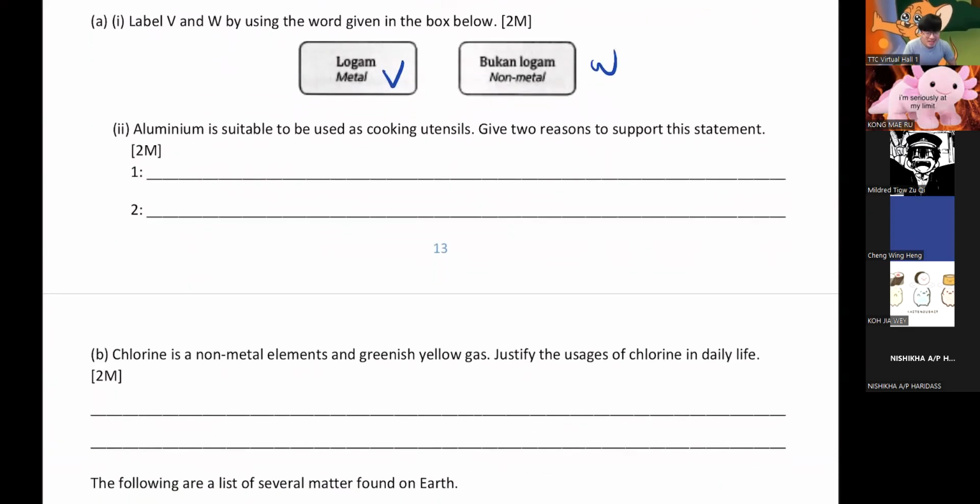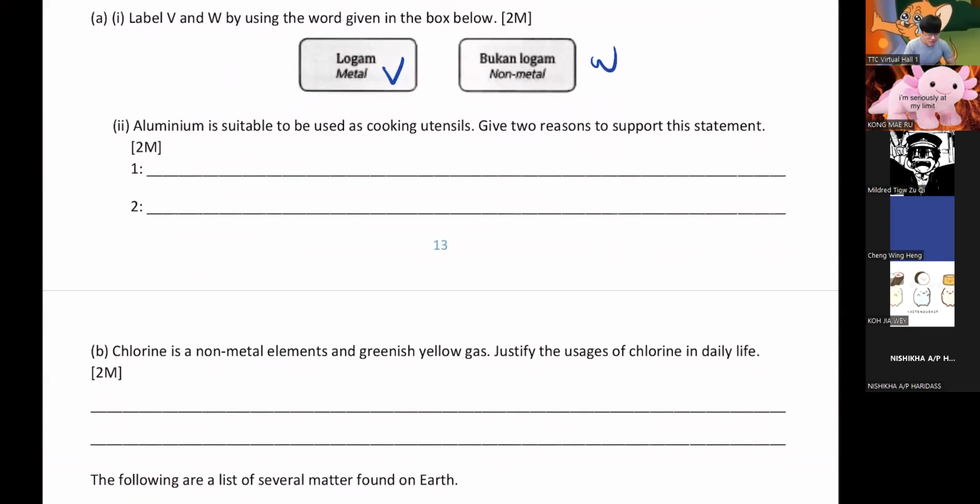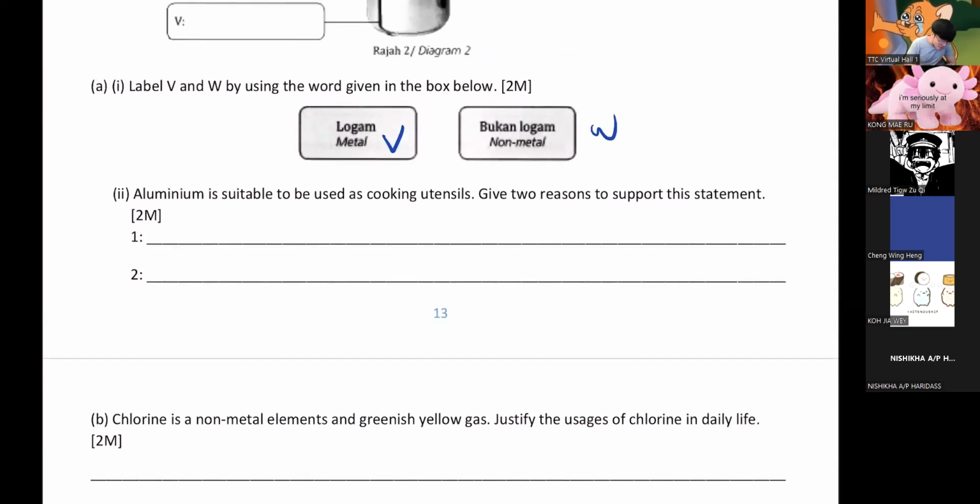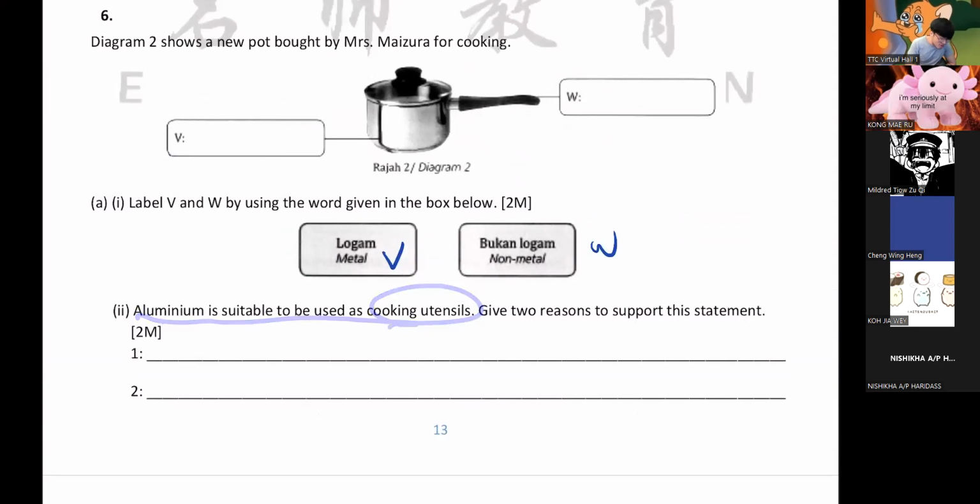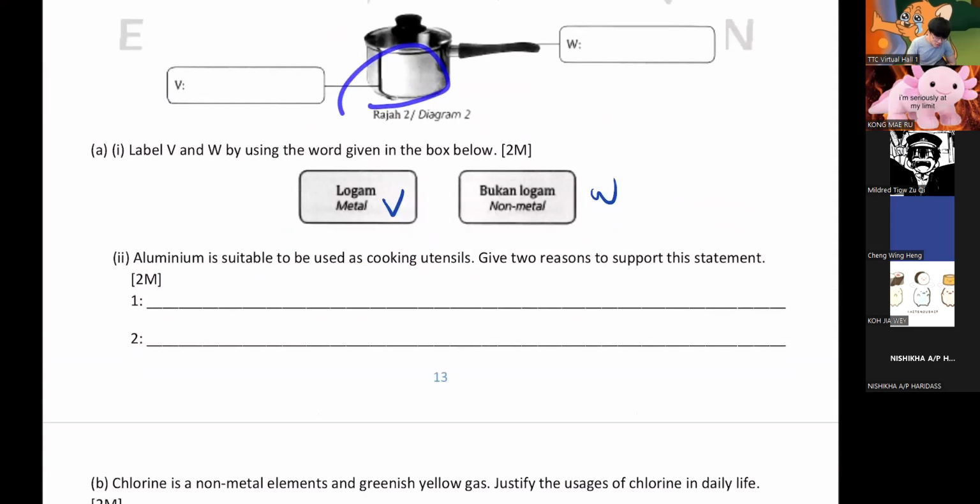Okay, so coming back to this. For our TDC paper, many schools have examined this many times already, because we know some schools like to ask it. So finish your exercise because it might come out in an exam. Number 2, aluminium is suitable to be used as a cooking utensil. We don't really use aluminium here, but we use stainless steel. But let's just say we use aluminium. Give 2 reasons to support this statement. Why use aluminium?